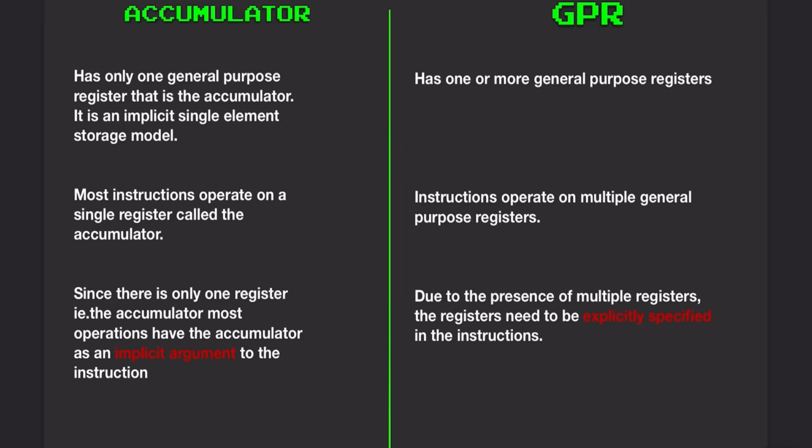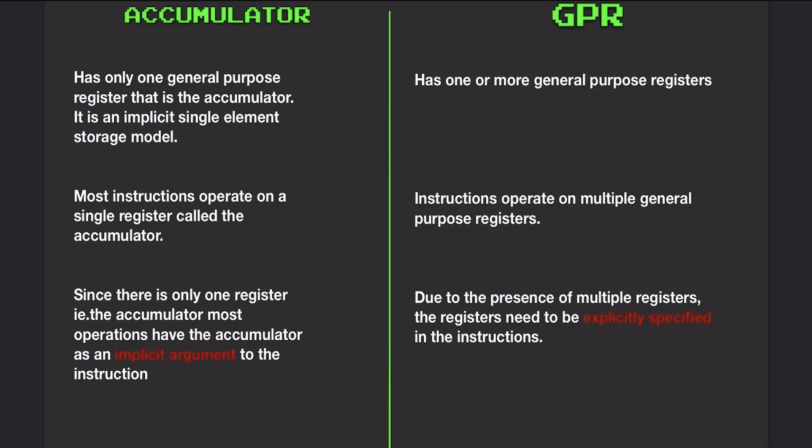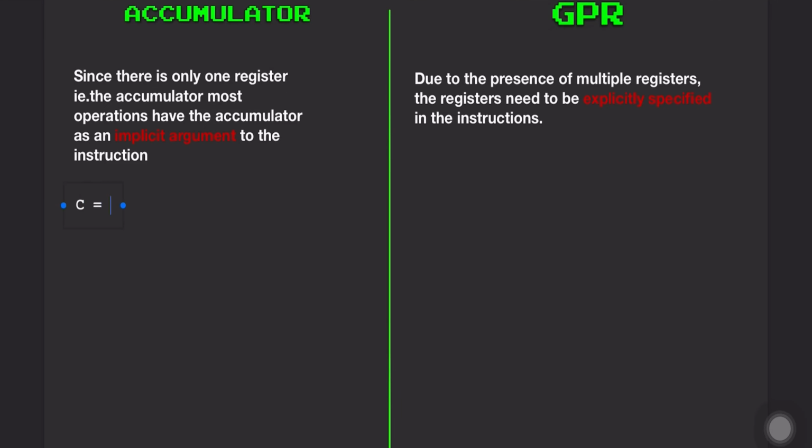Since there is only one register, that is the accumulator in the accumulator model, most operations have the accumulator as an implicit argument to the instruction. This means you don't have to specify where the operands go because there's only a single register, the accumulator, where it can go. For example, to perform C is equal to A plus B, on an accumulator-based machine, the instruction sequence will roughly look like this.